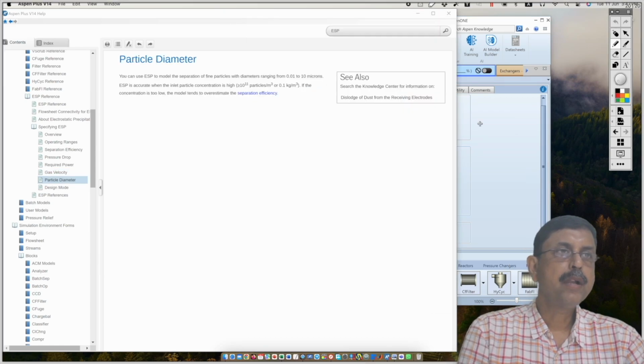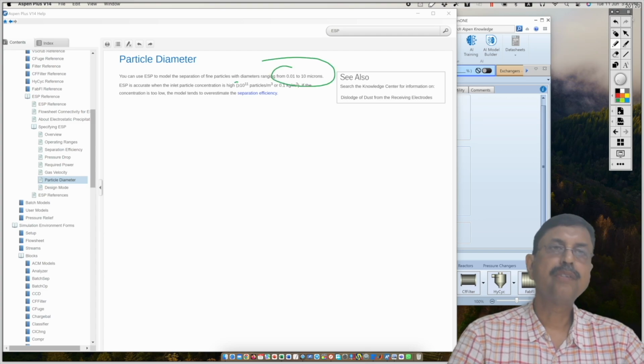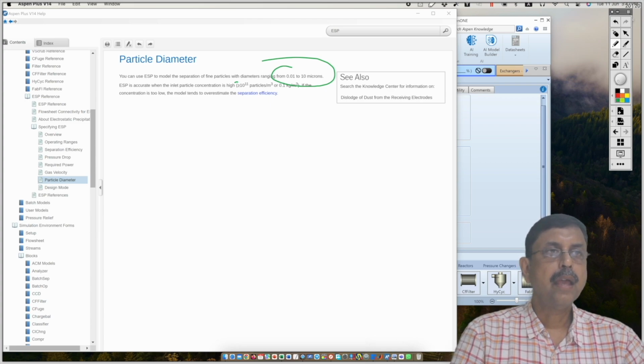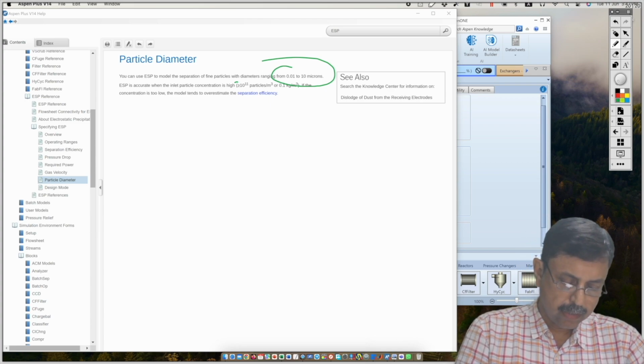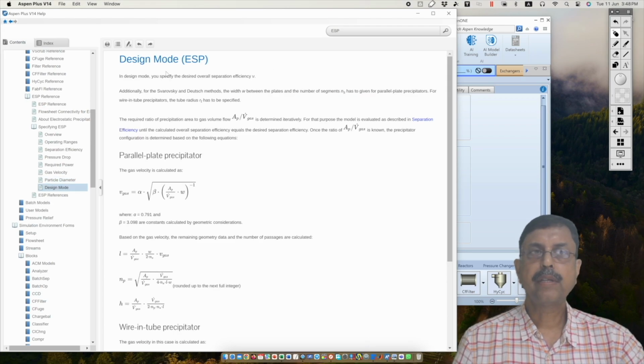Now, the ESP model can be used for separation of fine particles in the range of 0.01 to 10 microns. And about the particle concentration, I have already told you before. And this is the design mode calculation.